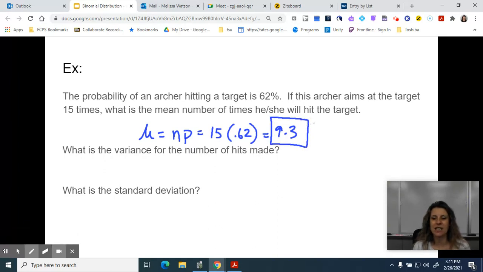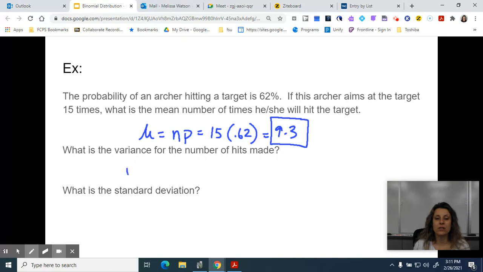Okay, it's just like the census says on average, the number of children per family is 2.4. Obviously, you can't have 0.4 of a child, okay? But on average, we're adding everybody's together and dividing by the number in our population. So here, we're taking all of those hits and dividing by the number of times he or she aimed. So again, it does not have to be a number in the data set, so do not round that to a whole number. It's an average.